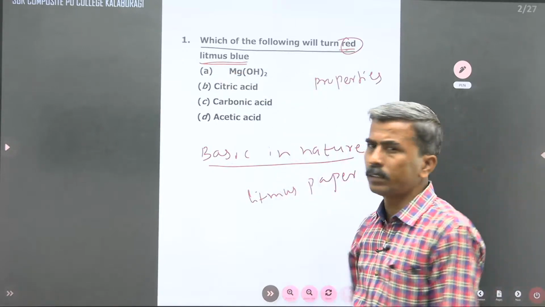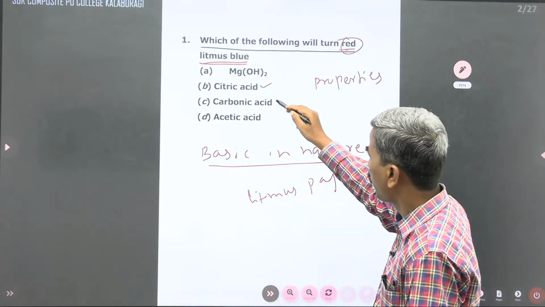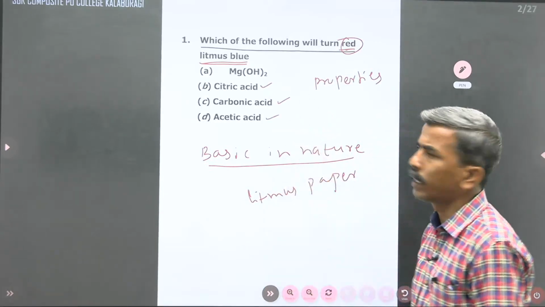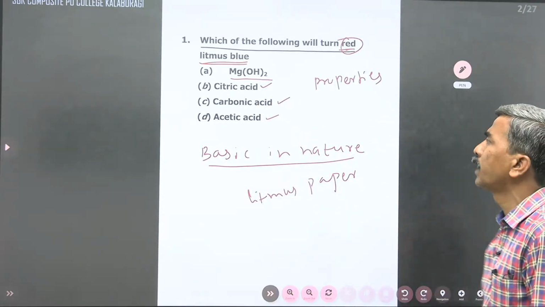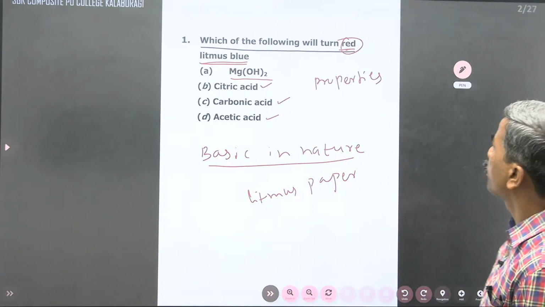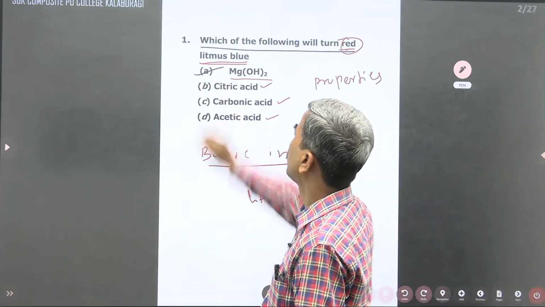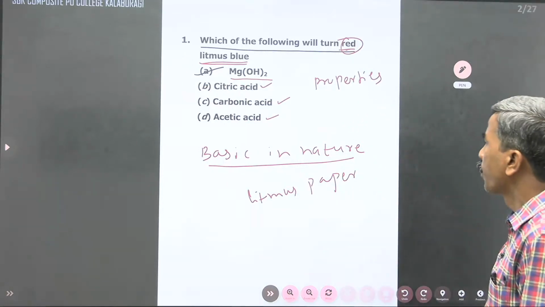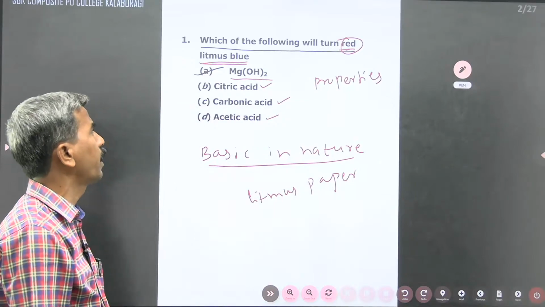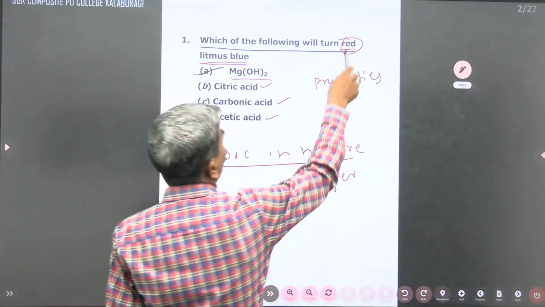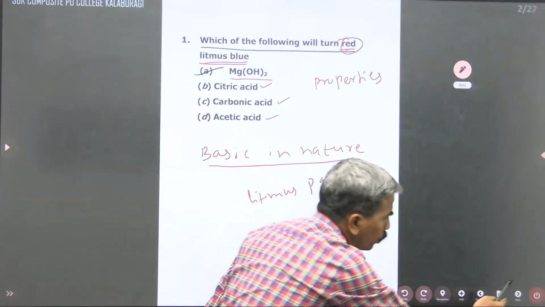Among the options, citric acid is an acid, carbonic acid is an acid, and acetic acid is also an acid. The remaining one, magnesium hydroxide, is a base, basic in nature. Because of that, the correct answer for this question is A, because magnesium hydroxide solution is basic in nature, so when you put it onto red litmus paper, it turns blue. Now moving to the next question.